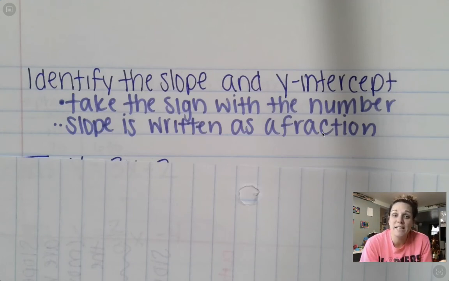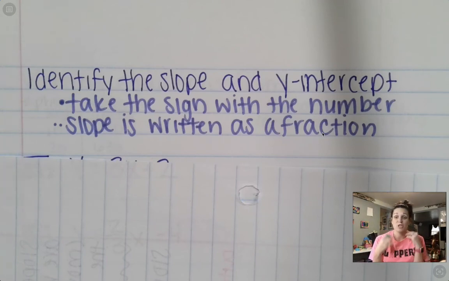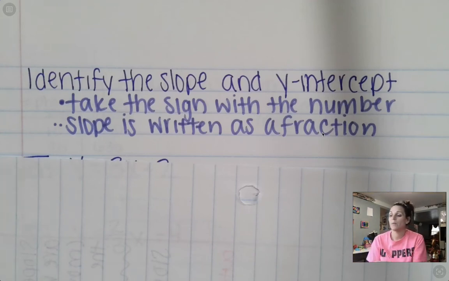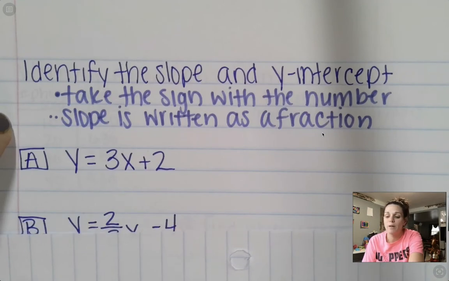We are going to identify the slope and the y-intercept, and we're going to take the sign with the number, and that slope needs to be written as a fraction. So understand, if it's a whole number, it's over 1, okay? In terms of pulling slope, we write it as a fraction, but when we write it into the equation, we write it as a whole number. All right, so let's take a look at a couple of these problems.